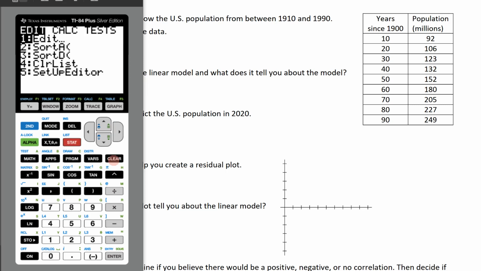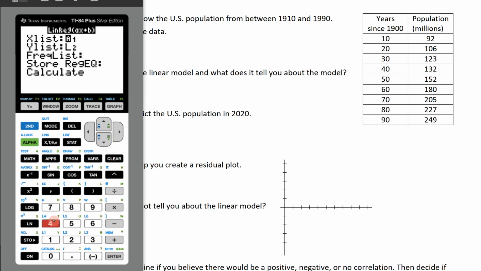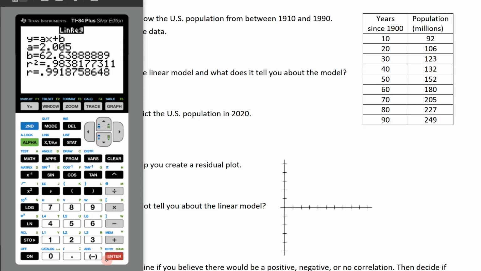I'm going to hit stat, and we want to calculate a linear regression. So I'm going to hit number 4. Again, by default, it will be L1 and L2. It wouldn't have been a big deal if we had done L3 and L4. We're going to come down here and calculate. Now remember, we've got the diagnostics on, so everything that we need is right here, but we want to make sure that we've got this right because this one has some rounding challenges on it.